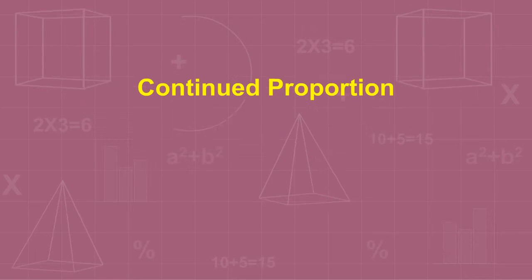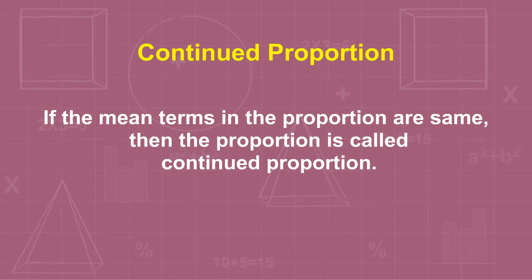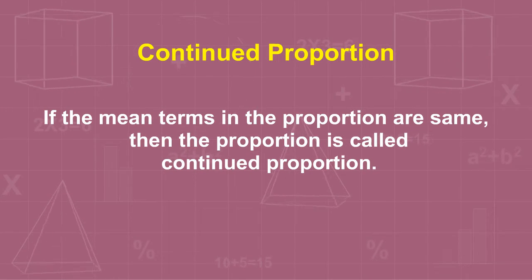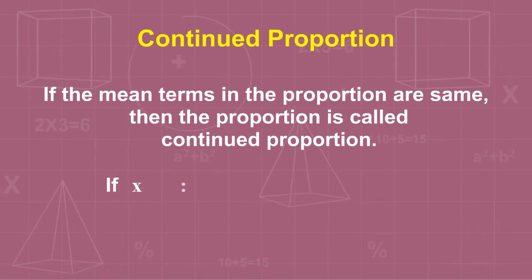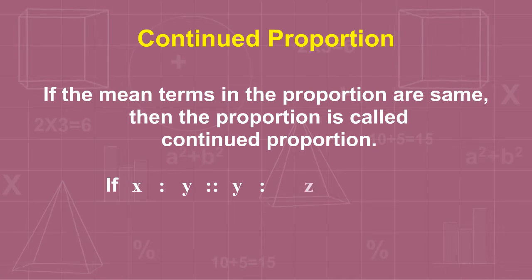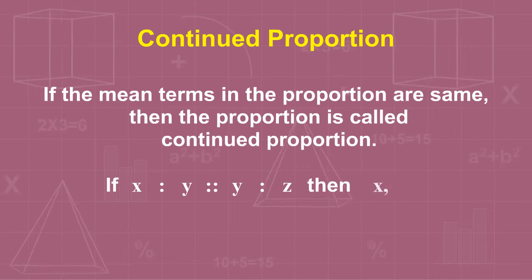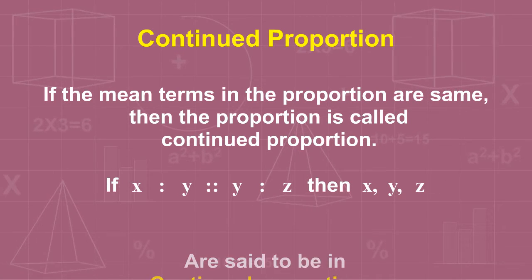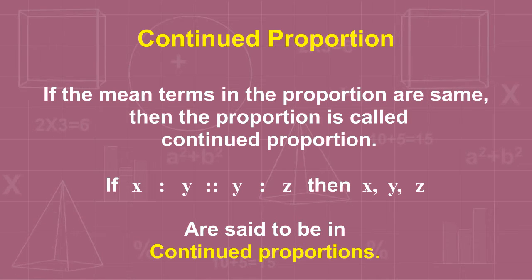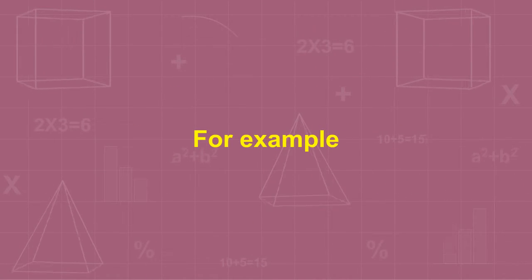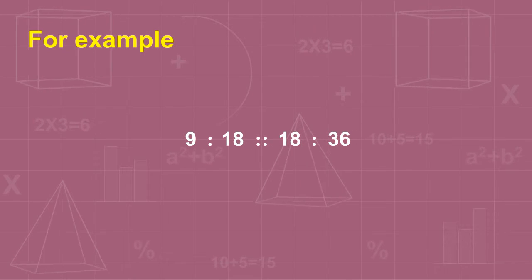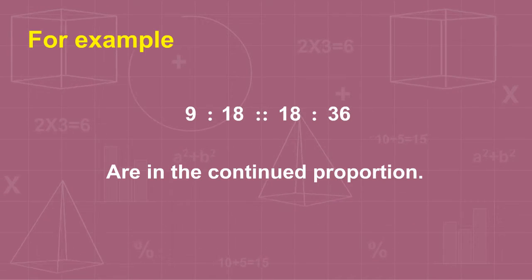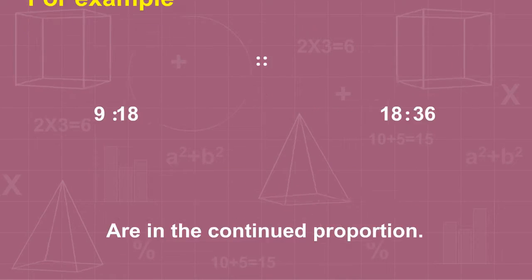Continued proportion. If the mean terms in the proportion are the same, then the proportion is called continued proportion. Thus, if x is to y is as y is to z, then x, y, z are said to be in continued proportion. For example, 9:18 is as 18:36 are in continued proportion.